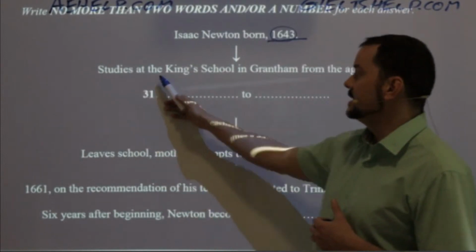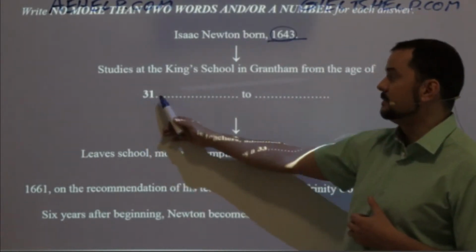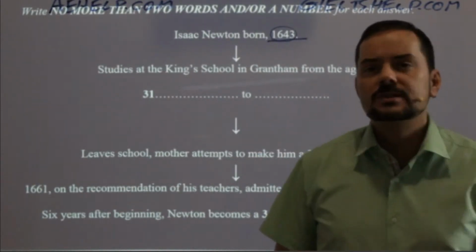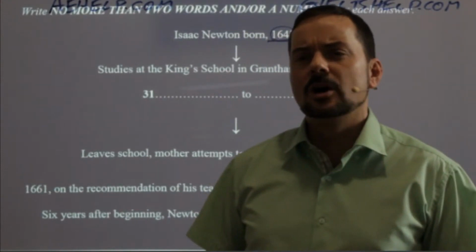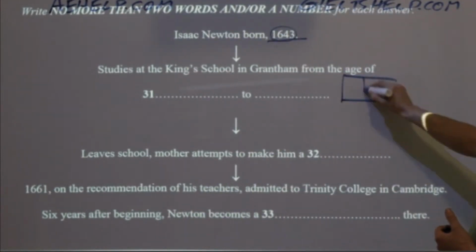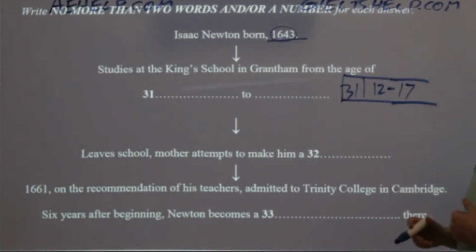And then he says he studies at King's School in Grantham from the age of, and then the answer for 31. Mohammed, Uma, Stuti, Rabina all say 12 to 17. Yeah, so for your answer here in your booklet, 31, 12 to 17. So it's 5-6 years that he's studying.